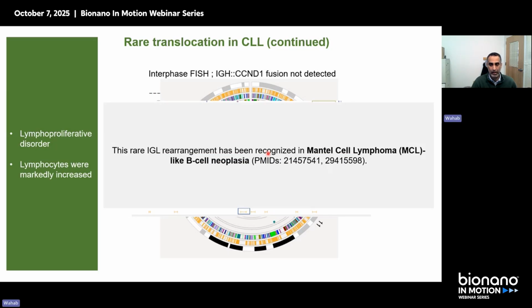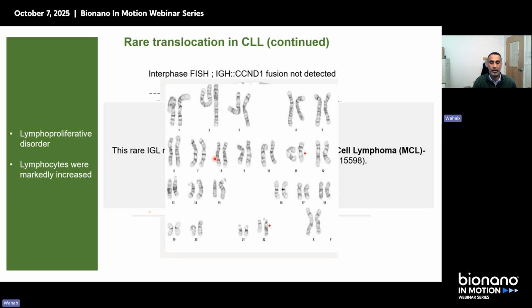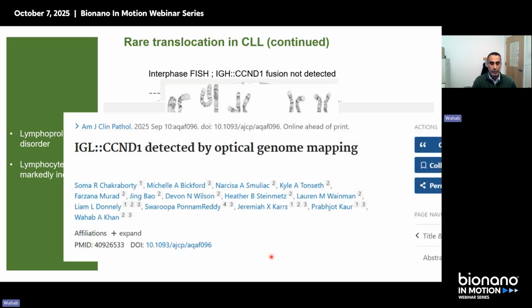This has been very well recognized in mantle cell biology, B-cell neoplasia, and has been published before. This shows you the karyotypic view of that, with the 22 showing the attachment of the additional G dark, G light region coming from the 11, and the reciprocal translocation here with the 22q. And so we went on to publish it. It was a nice finding, since we don't often survey these regions with non-heavy chain rearrangements, but we were able to show this in this one case.